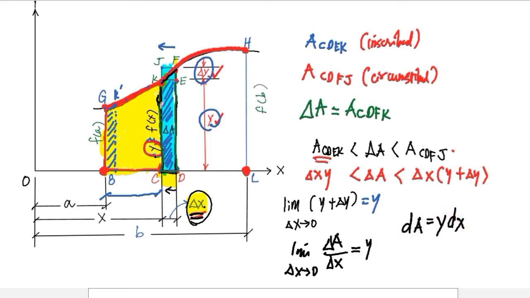Because this differential area is being dictated by the value of y and this differential x. This differential x here is this delta x. Okay, now from this we can form a theorem. I just have to copy the theorem.